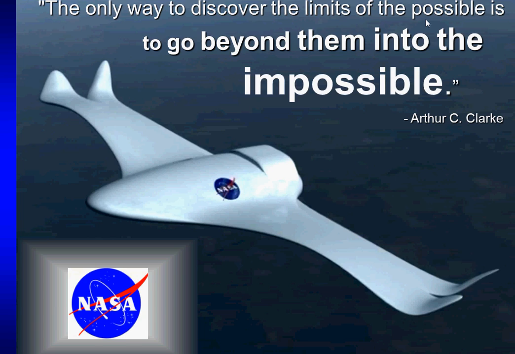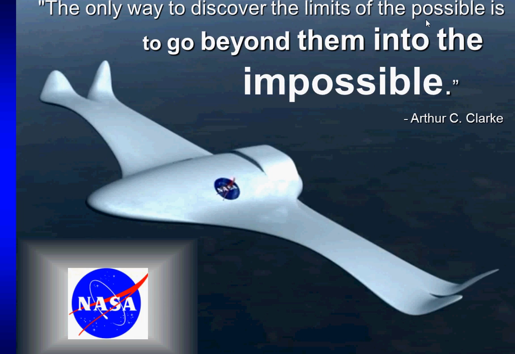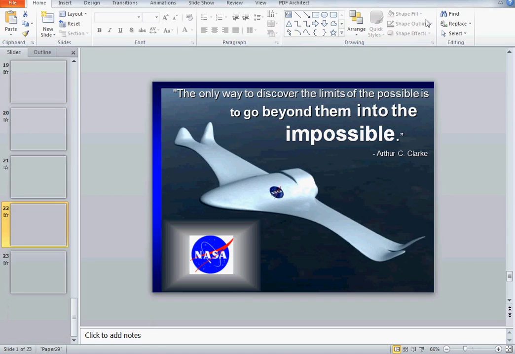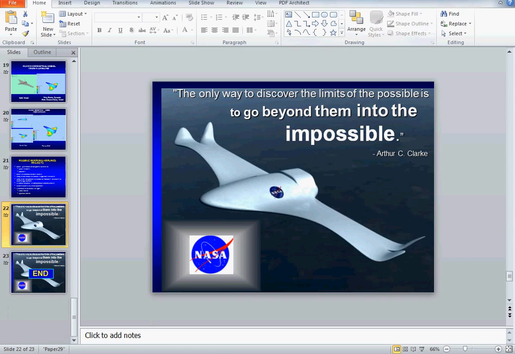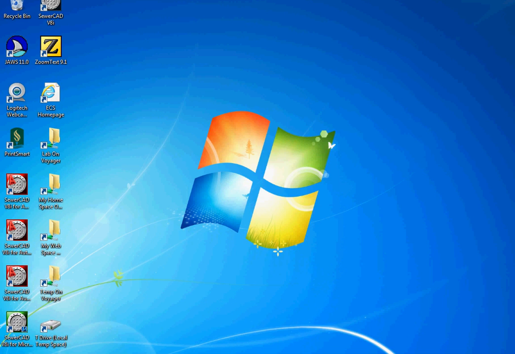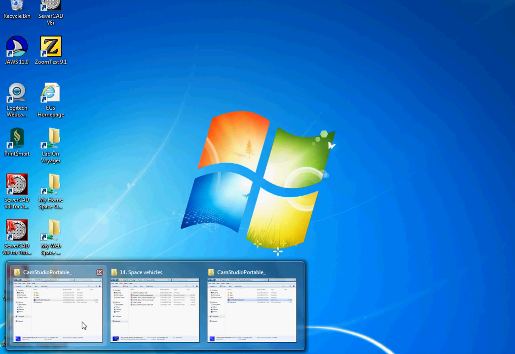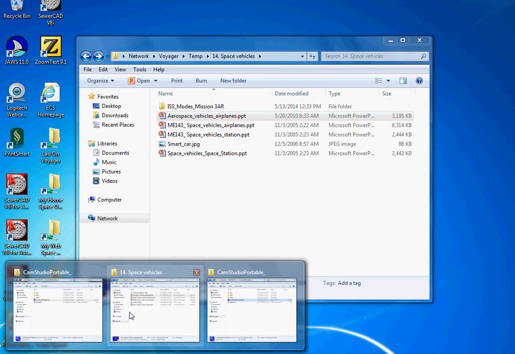I like this. I saw this quote by Arthur Clarke that says, the only way to discover the limits of the possible is to go beyond into the impossible. Very interesting thinking. So this is my end for the presentation of the dynamic into the space vehicles.